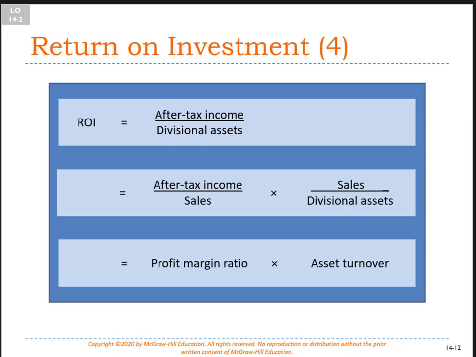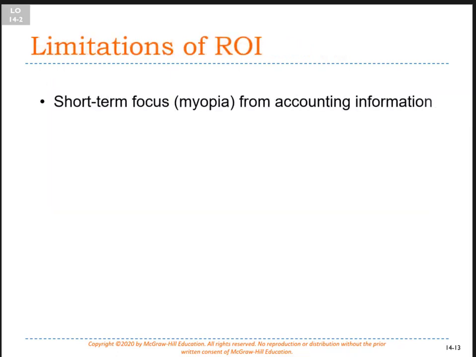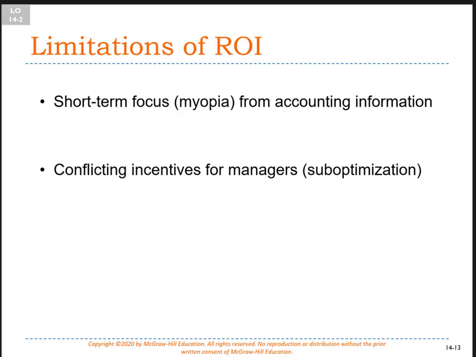Meaning, if you're trying to increase your price or lower your cost, that sometimes can be very focusing compared to reducing your assets or increasing the turnover of your assets, how much you use your assets. So often it's necessary to narrow your focus a little bit. And that is the problem or limitation of return on investment.